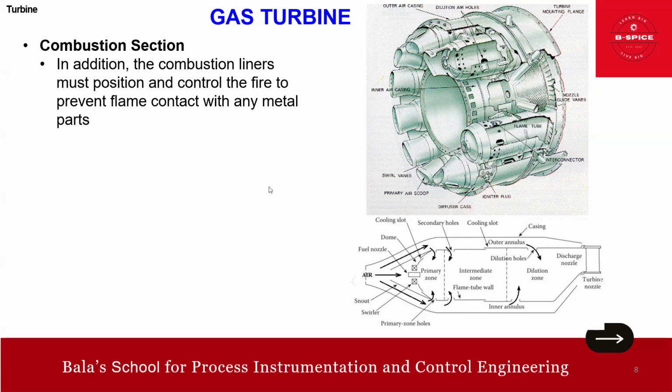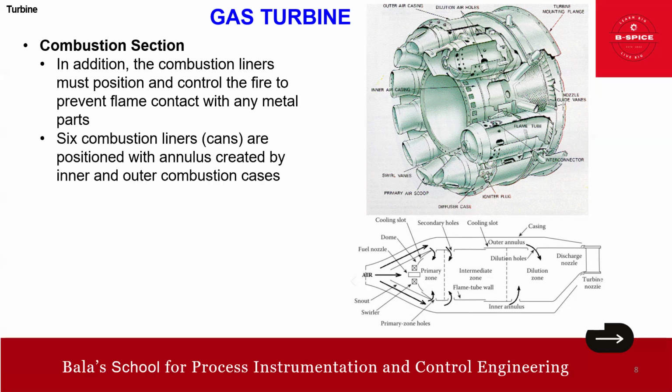In addition, combustion liners must position and control the fire to prevent flame contact with any metal parts. So combustion liners, like the can type. There are many types; can type, I just put it here. They are positioned within the annulus created by the inner and outer combustion cases. Just visualize this, friends. You have the inner and outer combustion cases.